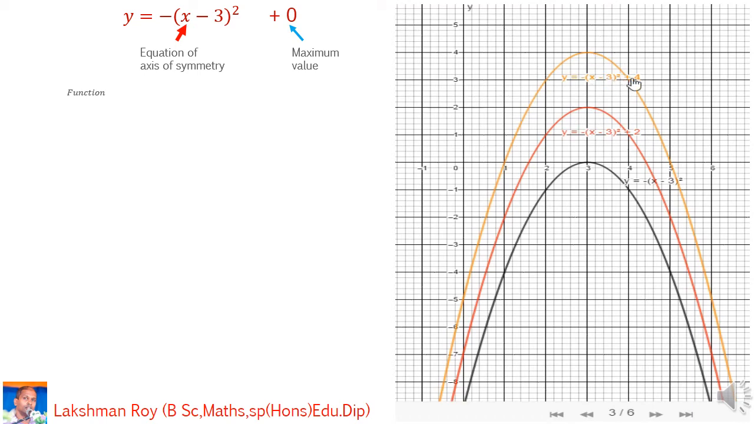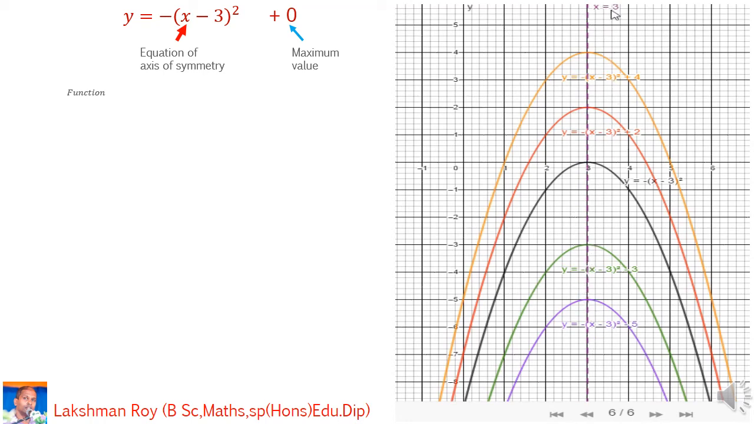Then I moved this black one 4 units upward. What happened to the function? y equals negative (x minus 3) squared plus 4. Now moved downwards 3 units down. The function is y equals negative (x minus 3) squared minus 3. Then I moved this black one 5 units down. y equals negative (x minus 3) squared minus 5.